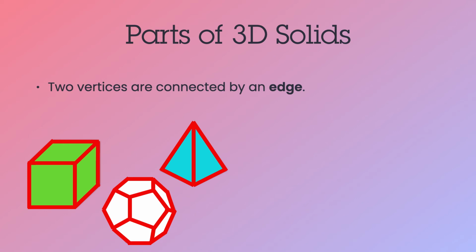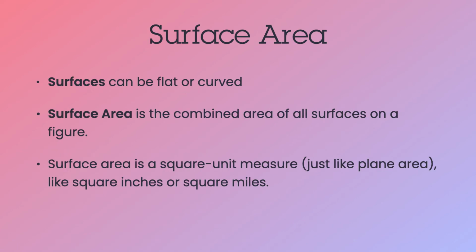Now, things that we care about with 3D solids and things that we will practice calculating as we work through this playlist. Surface area. Now, when we say surface, these surfaces can be flat, like the sides of the polyhedra, or they can be curved, like the wall of the cylinder or even the outside of the sphere. Surface area is when we combine the area of all the surfaces on a figure. Now, surface area is a square unit measure, just like plane area, like square inches or square miles. Since we're just adding up the areas, it's just a total area. It's in the same units as regular old area. The surface area just implies that we're adding up all of them.